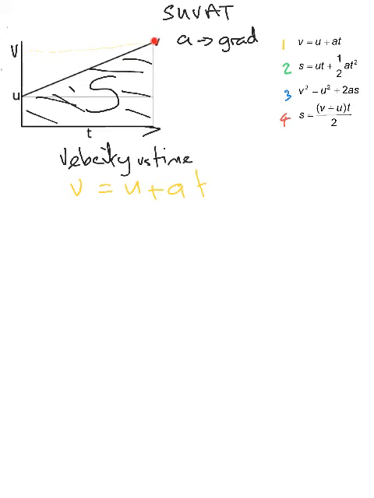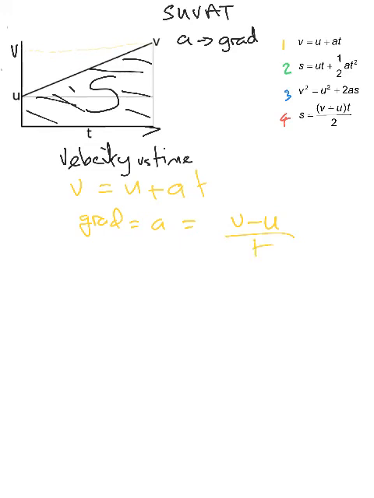So the rise is going to be V minus U. Let me just write that in. So A equals V minus U, divided by the run, which is T.